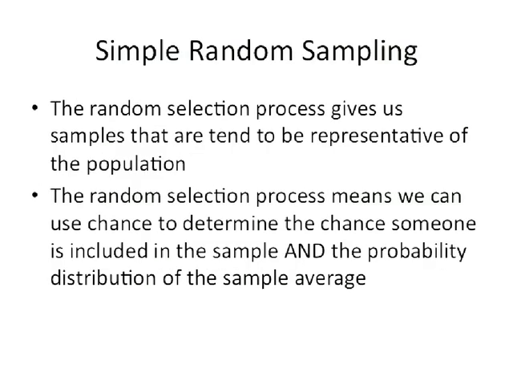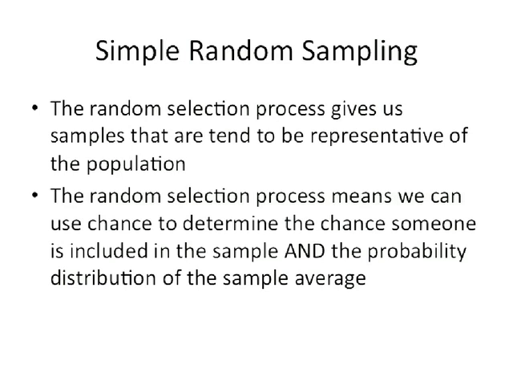The random selection process gives us samples that tend to be representative of the population, as opposed to some other kind of process like haphazard sampling or quota sampling. The random selection process means we can use chance to determine the chance that someone is included in the sample, and we can figure out the probability distribution for a statistic like the sample average. And that's what you were getting at.